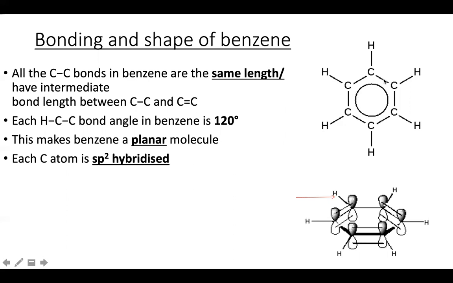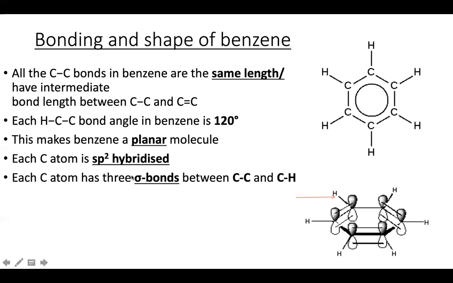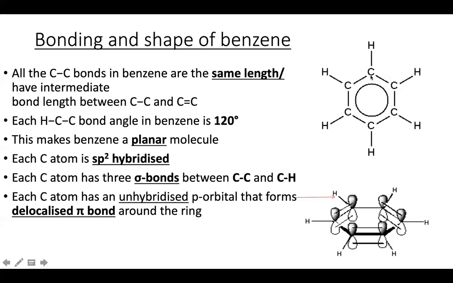Each carbon atom is sp2 hybridized, so you just have to memorize that, okay? Each carbon atom has 3 sigma bonds, 3 single bonds, 1, 2, 3. That one you already know. And each carbon atom has 1 unhybridized p orbital that lies perpendicular. The electrons in the p orbital are the ones that form your delocalized pi bond. Okay, so this is how it looks.